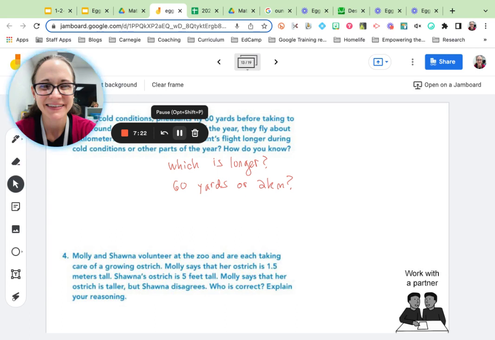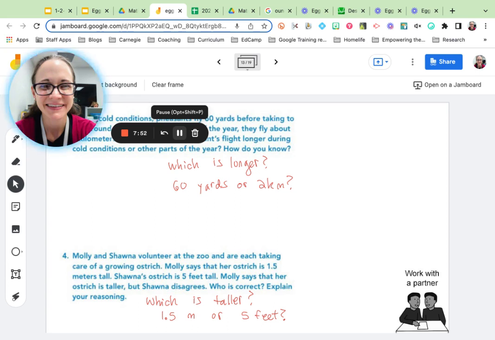Let's take a look at the next problem, because in a second, you're going to work both of these with a partner. Number 4 says that Molly and Shauna volunteer at the zoo and are each taking care of an ostrich. Molly says that her ostrich is 1.5 meters tall. Shauna's ostrich is 5 feet tall. Molly says that her ostrich is taller, but Shauna disagrees. Who is correct? So here the question that you're asking is, which is taller, 1.5 meters or 5 feet?